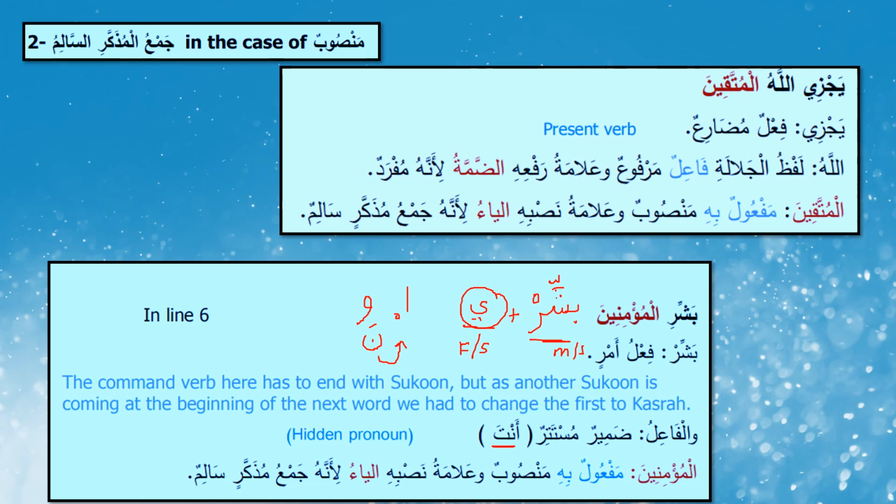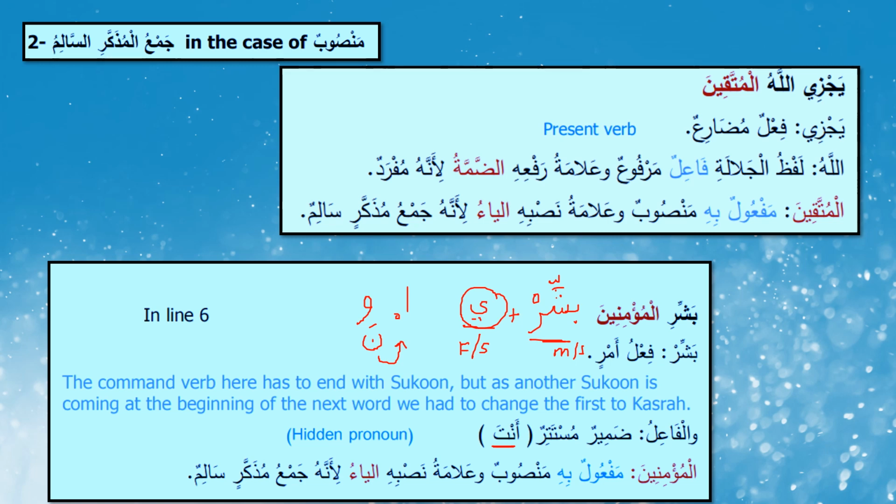huma. Sorry, not huma, but antuma, means the dual in front of you, because you cannot command people who are not present in front of you, and you cannot command yourself. So only the pronouns for the mukhatib will come. What happens when a waw is added? You will say damir mustatirun taqdiruhu antum, means male plural, and likewise.